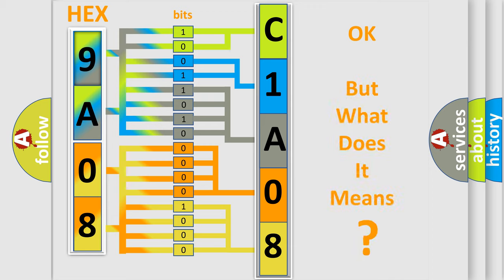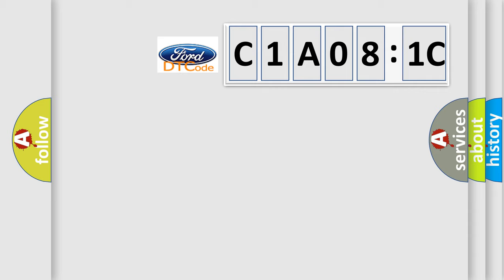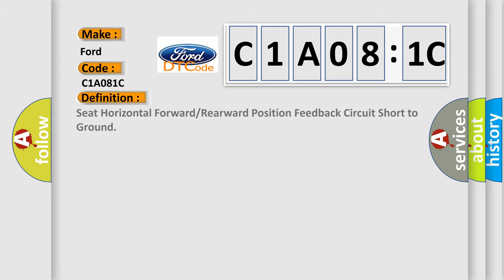The number itself does not make sense to us if we cannot assign information to what it actually expresses. So, what does the Diagnostic Trouble Code C1A08-1C interpret specifically for Infiniti car manufacturers? The basic definition is: seat horizontal forward or rearward position feedback circuit short to ground.